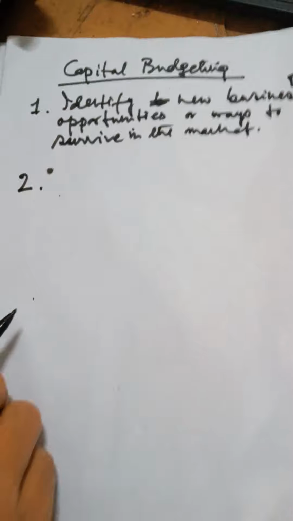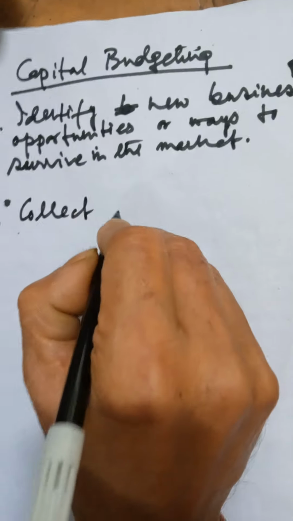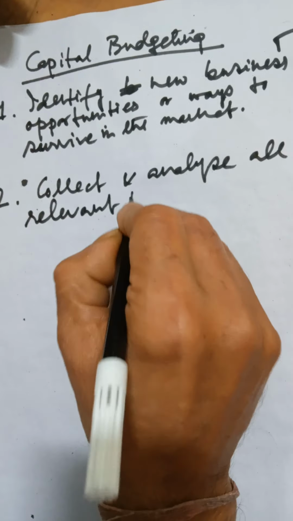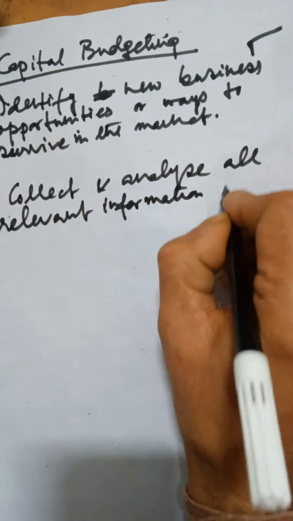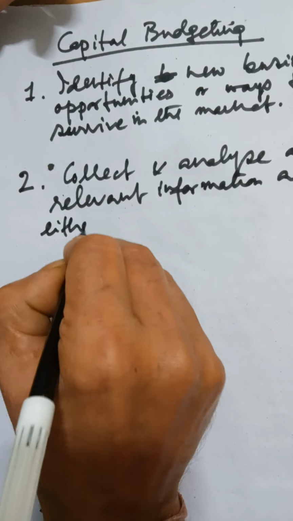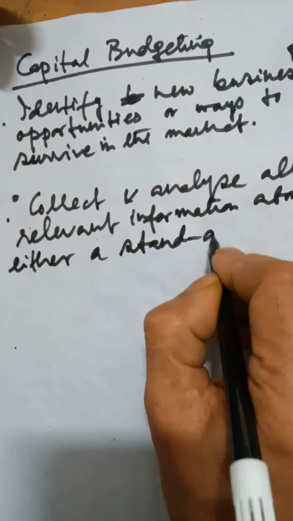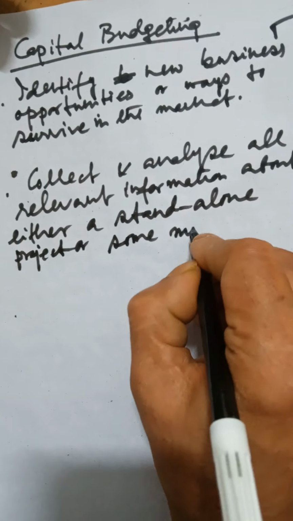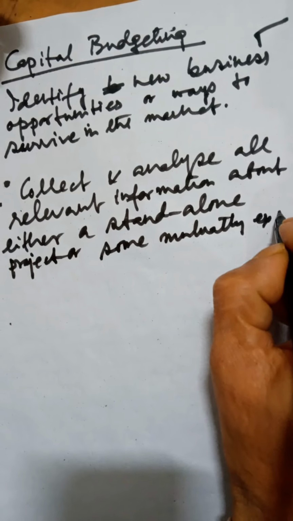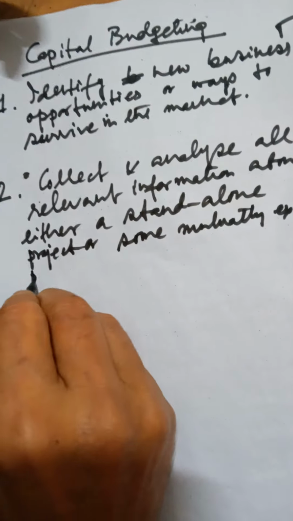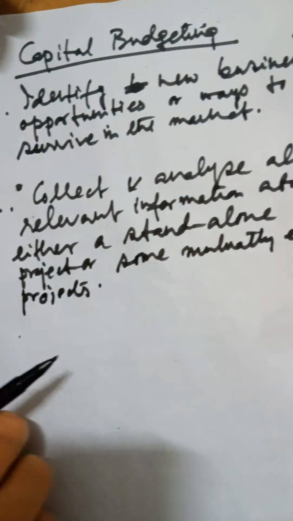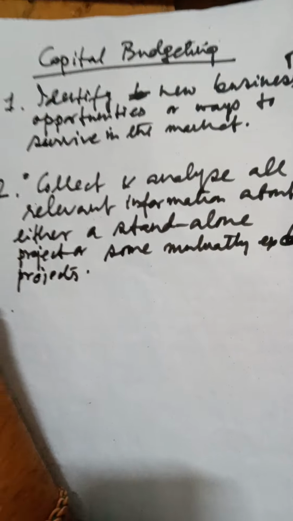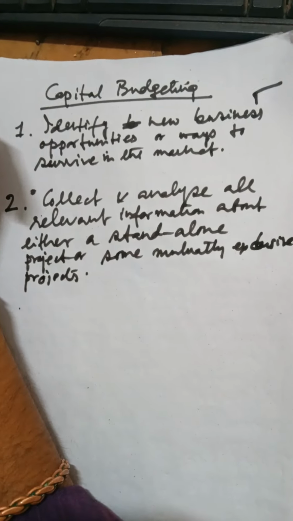Second one is collect and analyze all relevant information about either a standalone project or some mutually exclusive projects. So in the second step, the firm needs to collect all the relevant information about the projects under consideration.